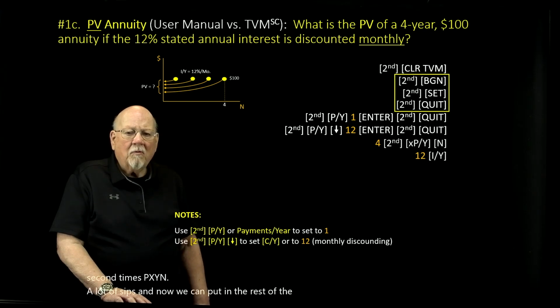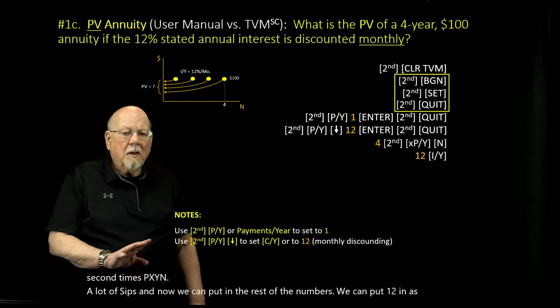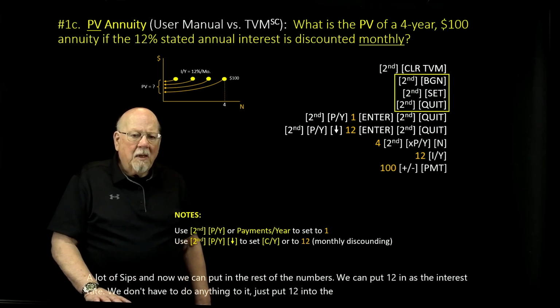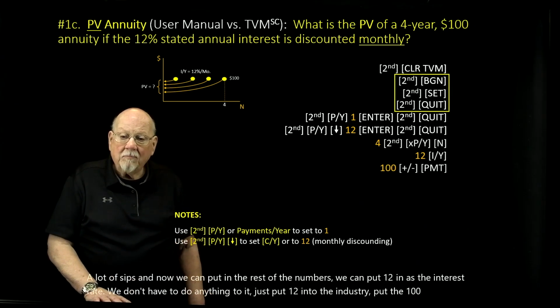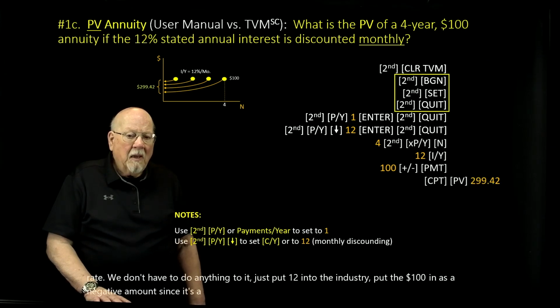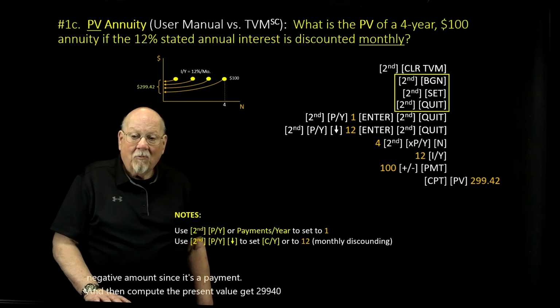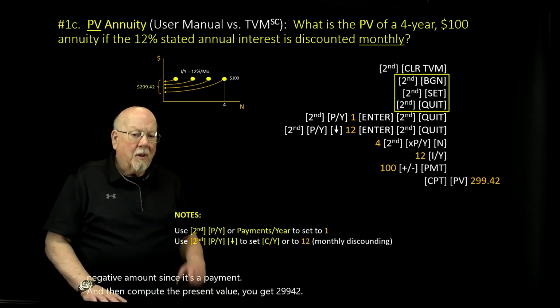We can put 12 in as the interest rate. We don't have to do anything to it, just put 12 in as the interest rate. Put the $100 in as a negative amount, since it's a payment. And then compute the present value. You get $299.42. Wow. All right, but we're not done yet.